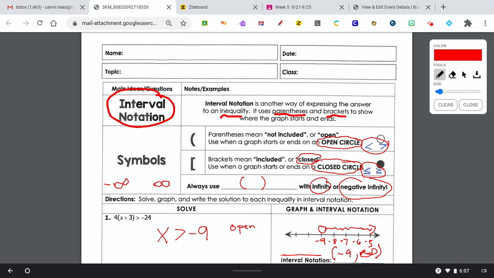One thing I want you to make note of is that if it's going to the right, it's going to be positive infinity. If it's going to the left, it's going to be negative infinity. That'll make a little more sense in just a second.